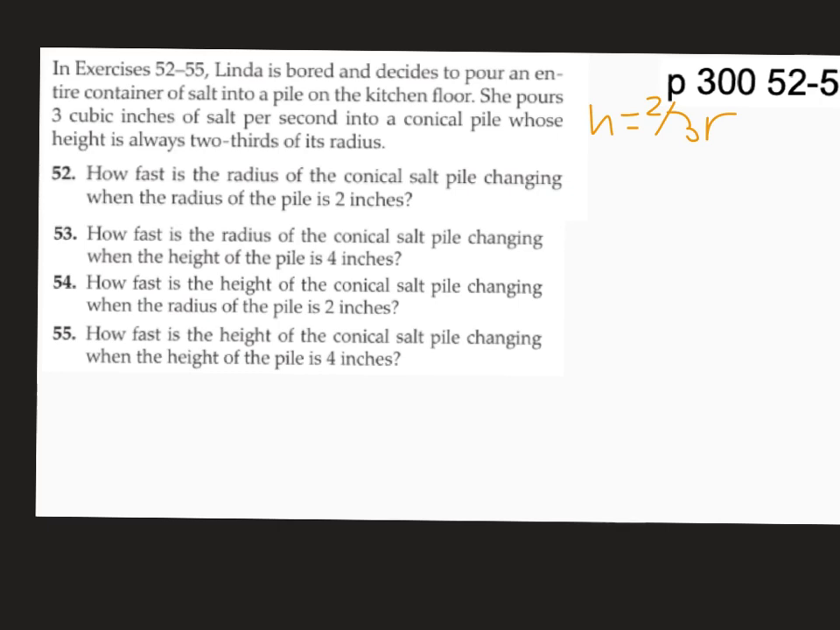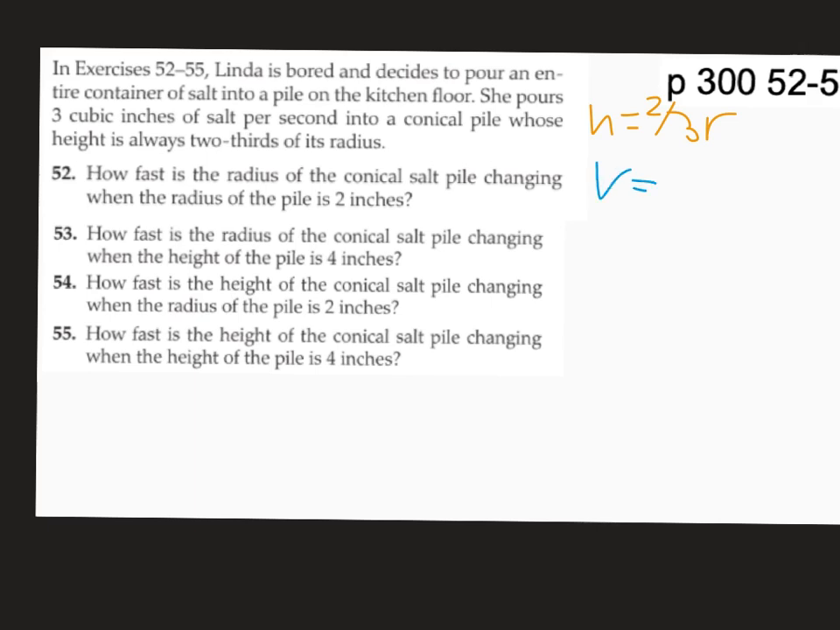So this is related rates. I got too excited by the Linda being bored because there's another part where I think she's further bored and pouring sugar or something. But this is related rates, so this is different from optimization. Optimization deals with how to maximize and minimize stuff. Related rates is how fast things are changing in relation to one another.